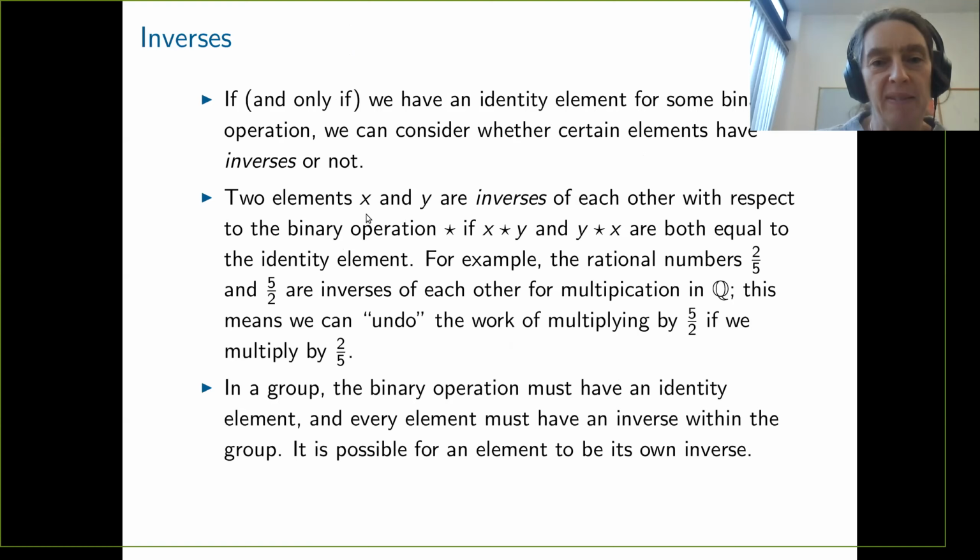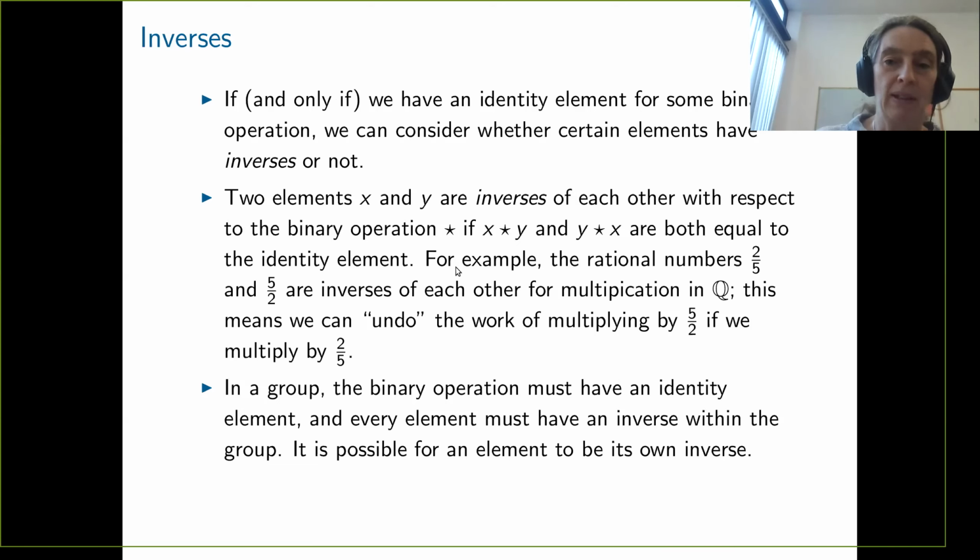So two elements of some set that has a binary operation star are inverses of each other with respect to that operation if when you combine them with the operation, you get the identity element. And we insist as well in the definition that that has to be true whether we combine them xy or yx, which are not necessarily the same thing for every operation. For example, they're not the same thing for matrix multiplication or for subtraction. They are for addition of integers, but generally speaking, for any abstract structure, they might not be.